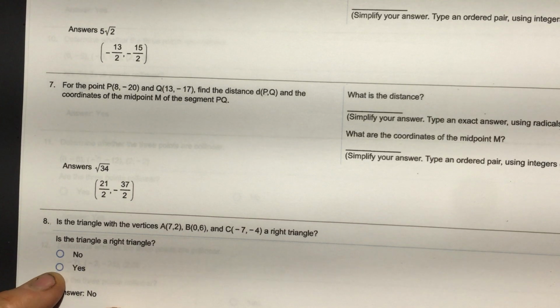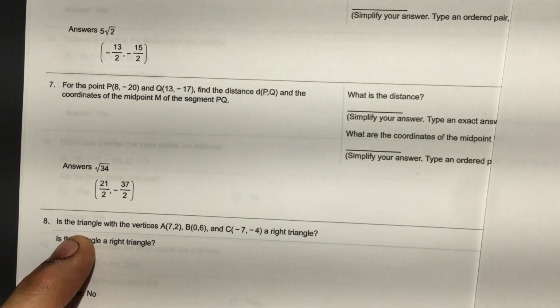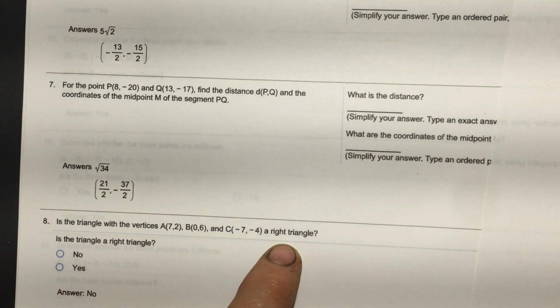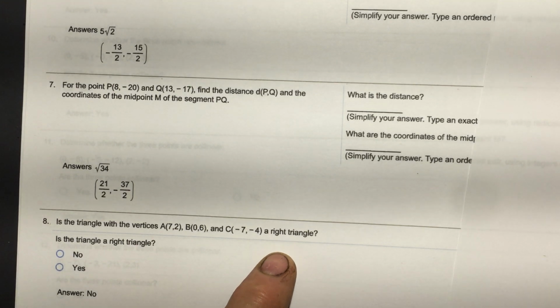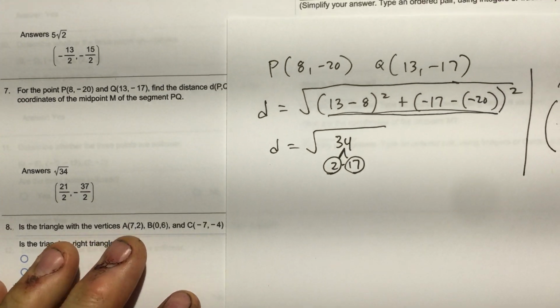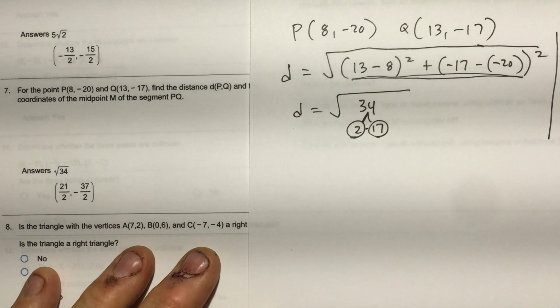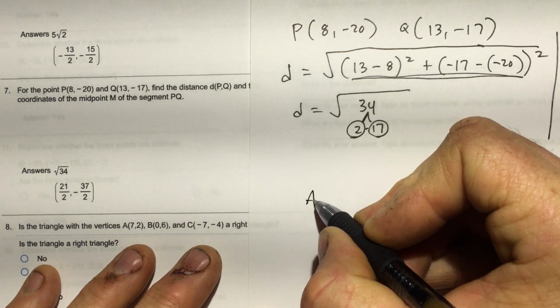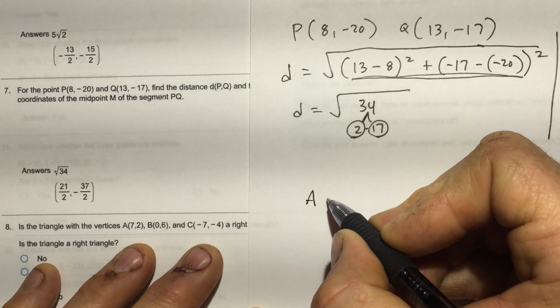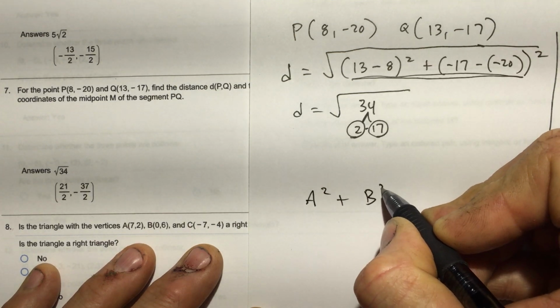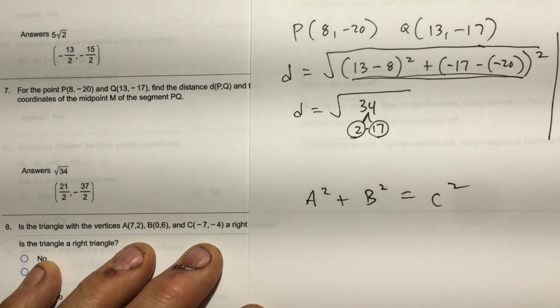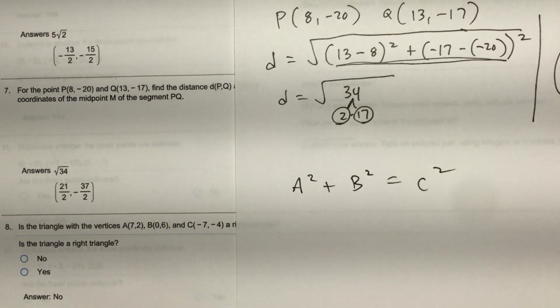Now, number 8 down here. There's a couple like this. Is this triangle with these vertices a right triangle? Okay. Now, what we're going to have to do is use the Pythagorean theorem. So the Pythagorean theorem, a squared plus b squared equals c squared. This is my Pythagorean theorem.